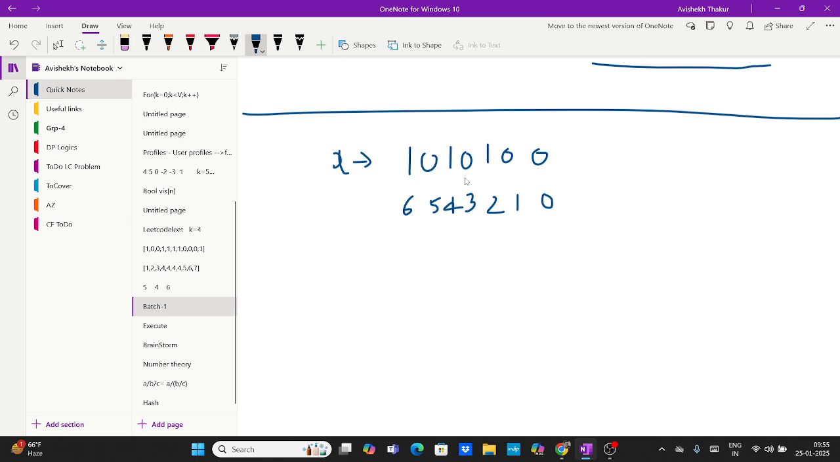Let's say I ask you, is the bit set at the third position? No. Is the bit set at the fourth position? Yes. What you have to do is check for a given number whether the ith bit is set or not. Does anyone have any idea how to check this?